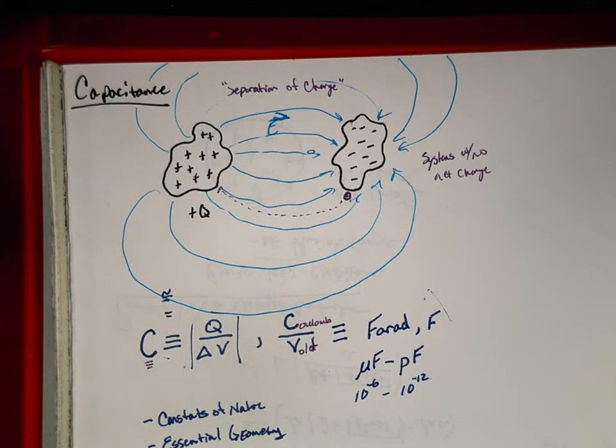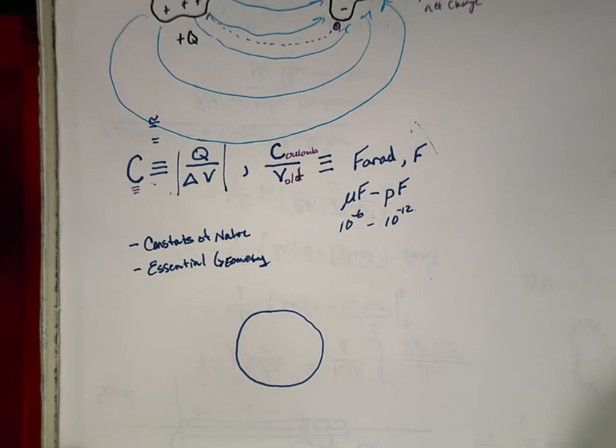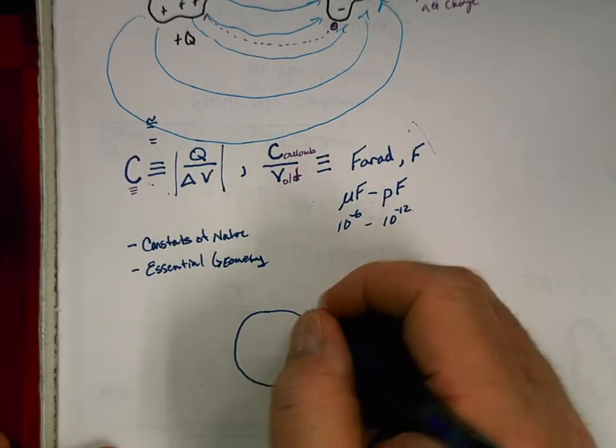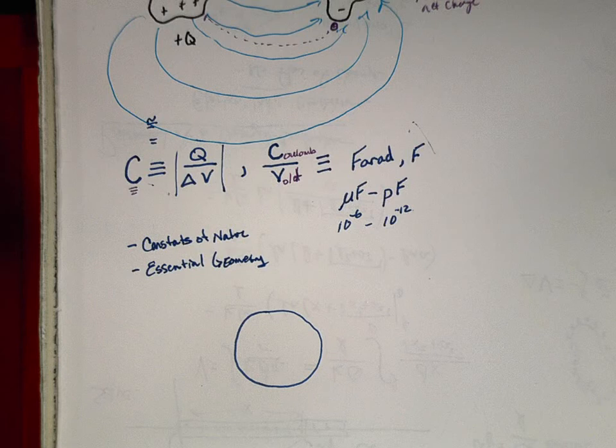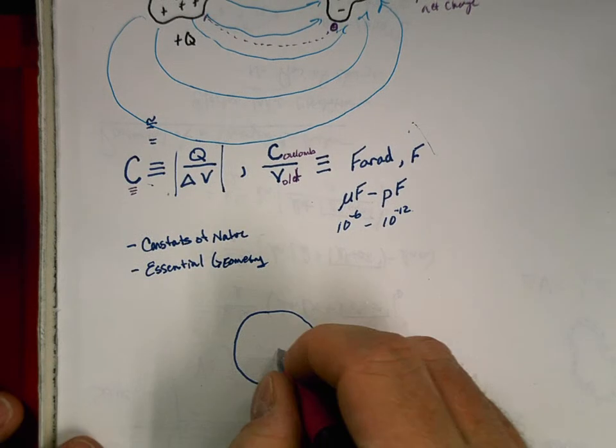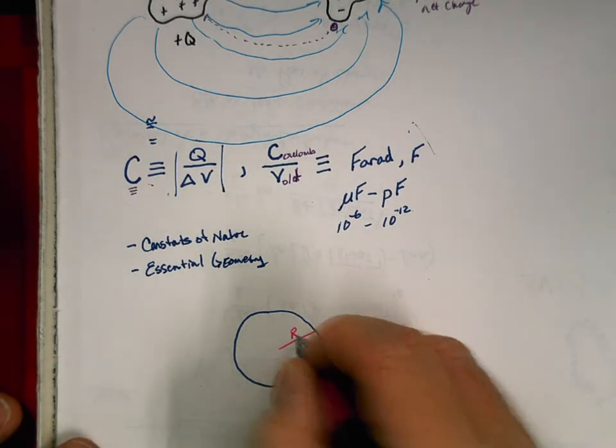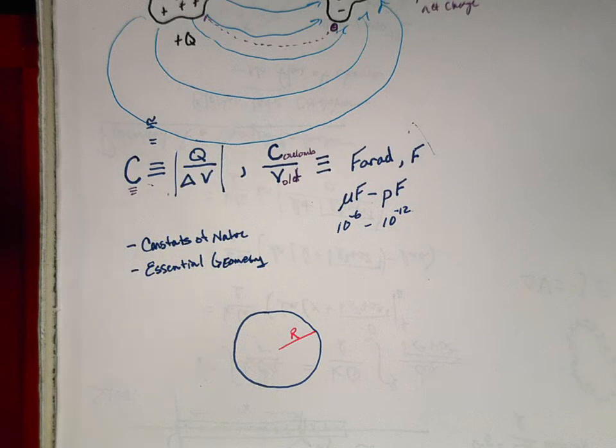So we're going to start with a sphere. Okay, our sphere is of radius r. It has a total charge Q on it.